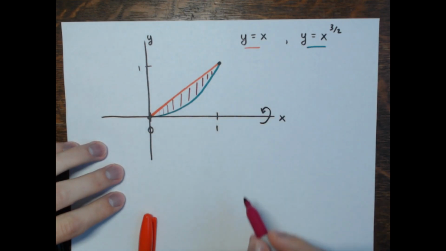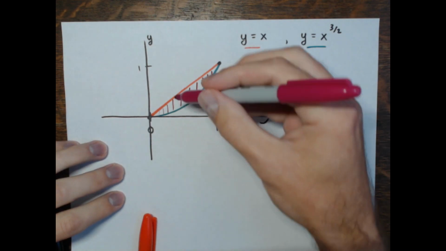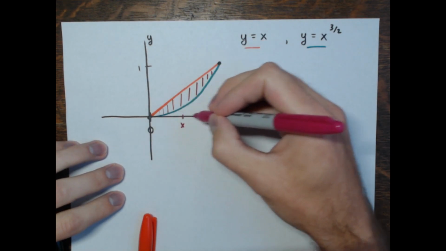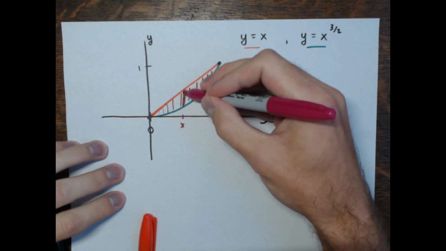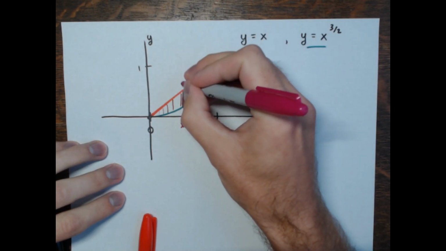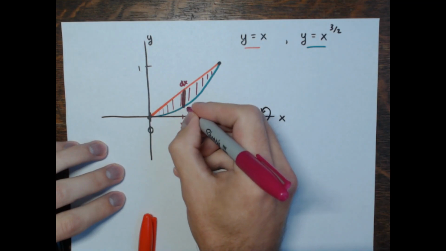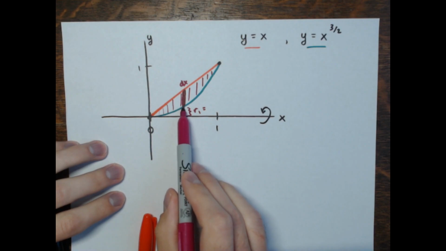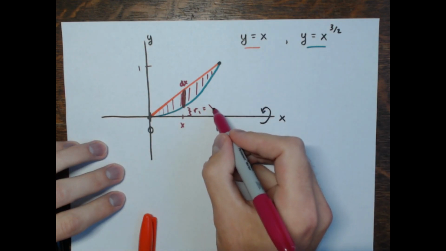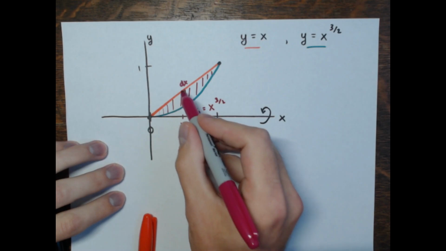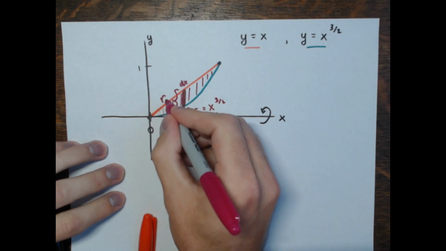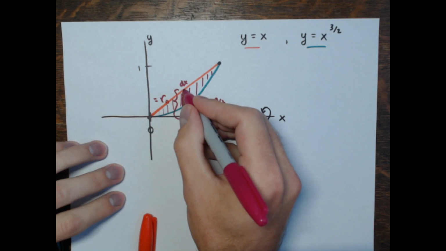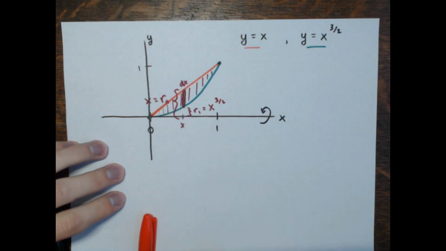Right, and again, this is getting rotated around the x-axis. So I pick some x value in here between 0 and 1, create a little thin slice, a little thin rectangle with a thickness of dx. The inner radius in terms of x would be the y-coordinate of the point on the rectangle on the bottom curve, and that would be x to the 3/2 power. And then the outer radius is the y-coordinate to the top curve, which is just x.